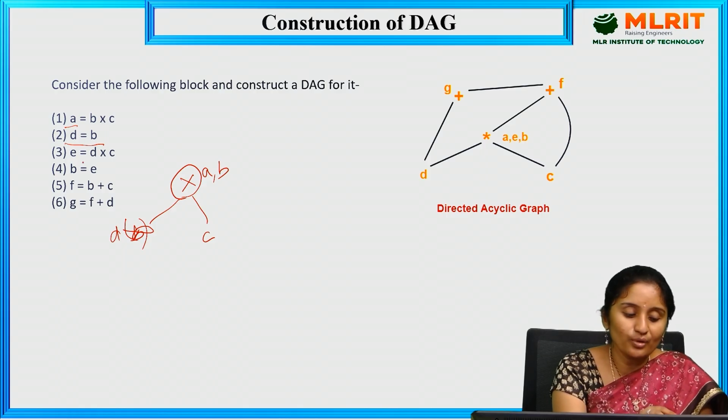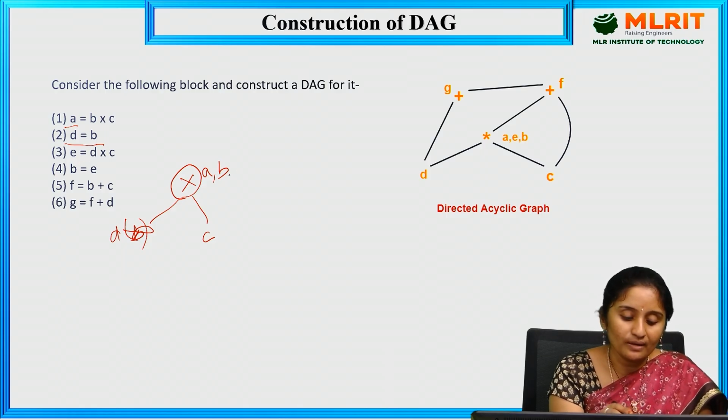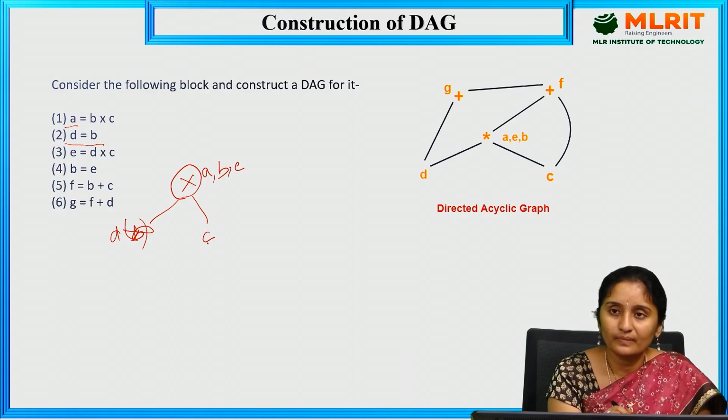The next, E equal to D into C. Can I write here E? D into C. So with this A, B, E I got the same common expressions. We are going to write it as a single statement. The next one, B equal to E, is also there here.